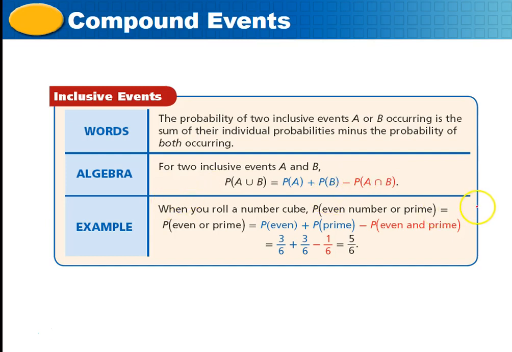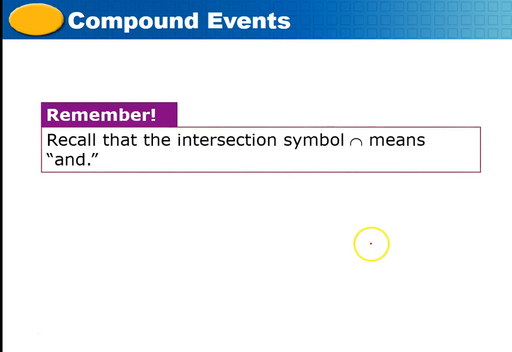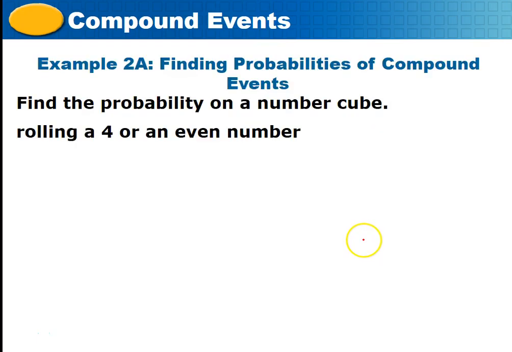So when you roll an even number or a prime number, we had 3/6 for our even numbers, we had 3/6 for our primes, and then we had one number that was both even and prime, and we're going to subtract that one. So our total was 5/6. So recall that the intersection symbol means and.